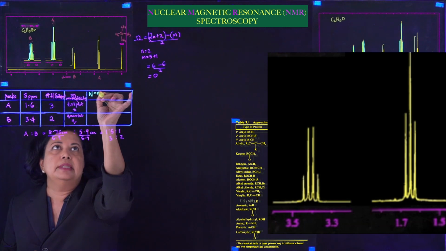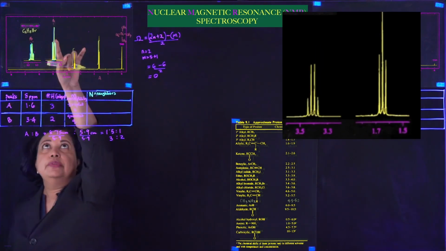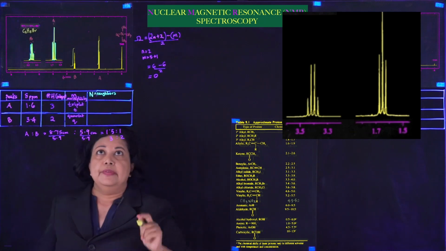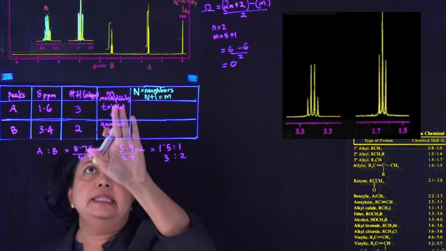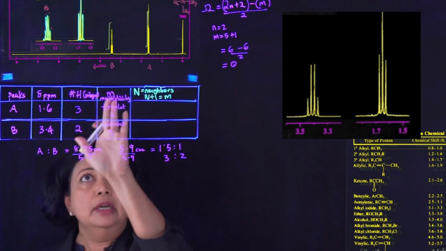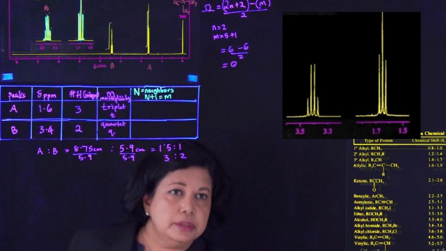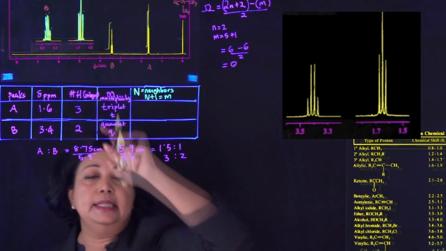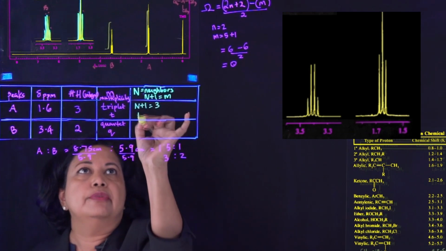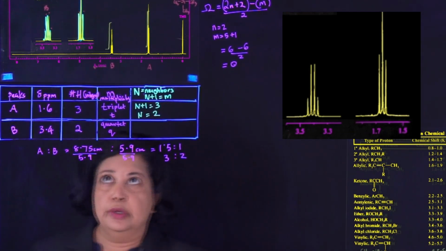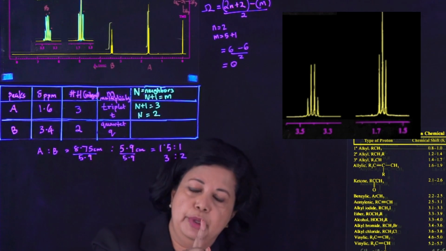N is neighbors. And we can get the number of neighbors from the multiplicity. So if it's a triplet, that means you have 3 little peaks here, or 3 splittings. That means n plus 1 would be equal to the multiplicity. So the multiplicity tells you how many neighboring protons you have. On the carbon itself, the integral tells you how many hydrogens you have. But the carbon next door has got protons. And so that's what the multiplicity indicates. So for a triplet, n plus 1 is 3, therefore n is 2. So you have 2 neighbors for A. So A has 3 hydrogens, and that A carbon has got another neighboring carbon with 2 hydrogens.